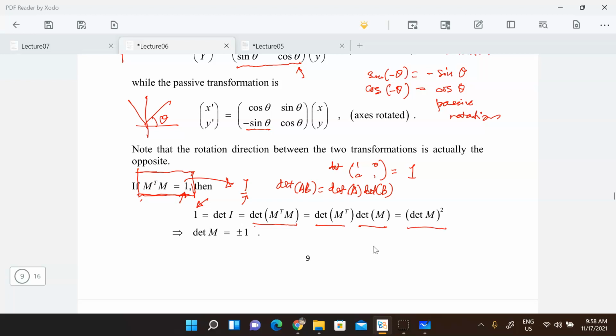I'll finish in a minute. If you look at this equation, here is a number squared equals 1. There are two different solutions, plus or minus 1. So which corresponds to the rotation? The one that corresponds to the rotation is plus 1. We shall continue from this point onwards in the next lecture.